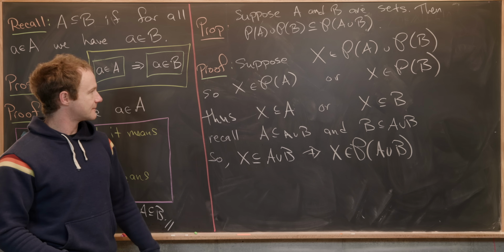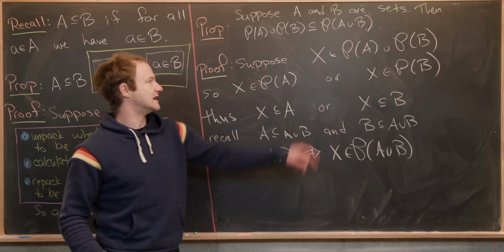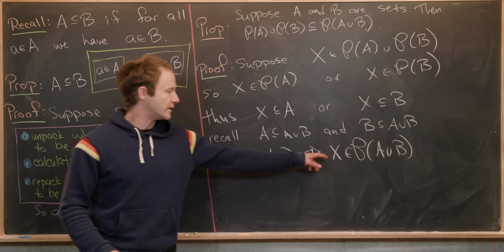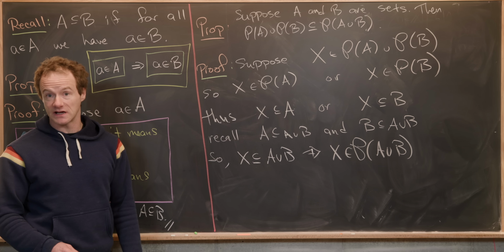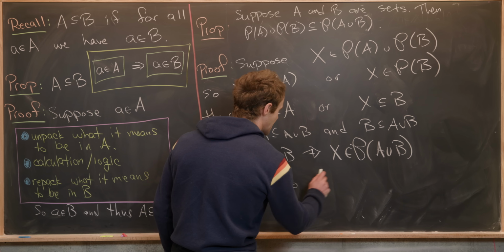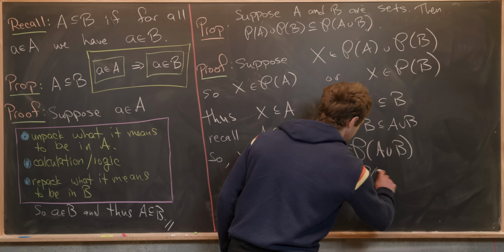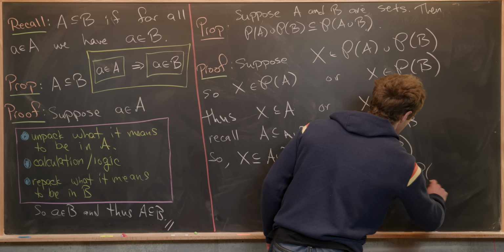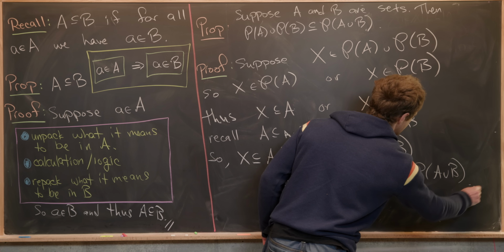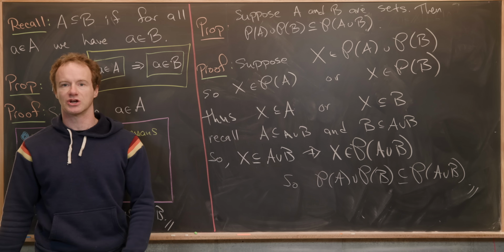So let's see what we've got. We started off with X in the union of the power sets. We ended up with X in the power set of the unions. So that finally tells us that the union of the power sets is a subset of the power set of the unions, which is exactly what we wanted to show.